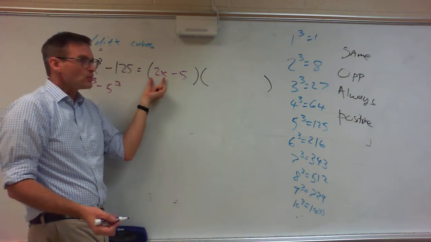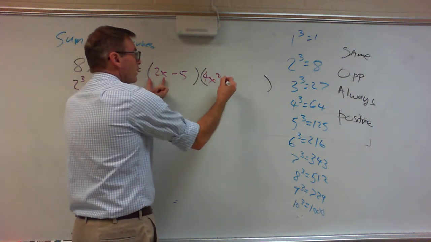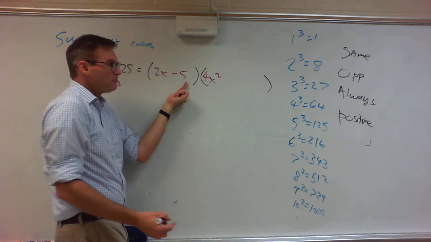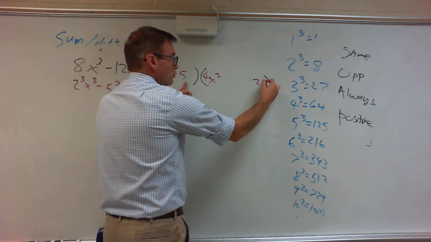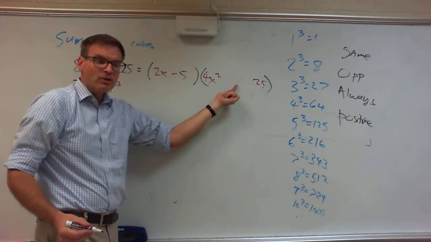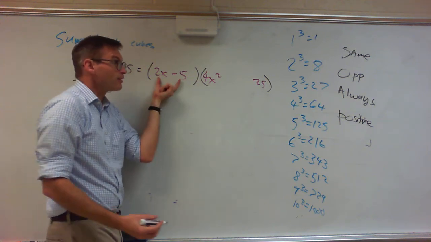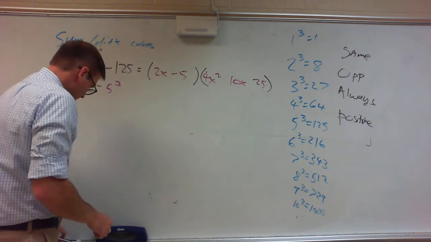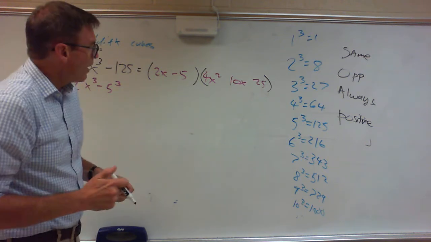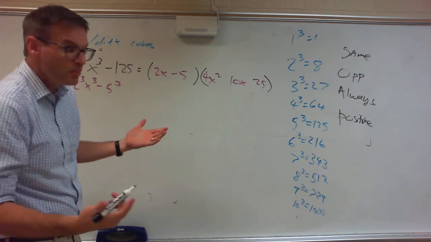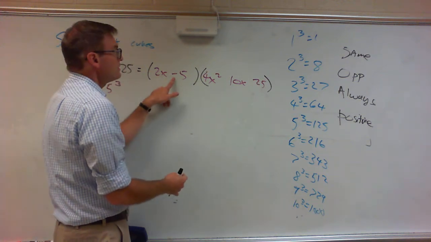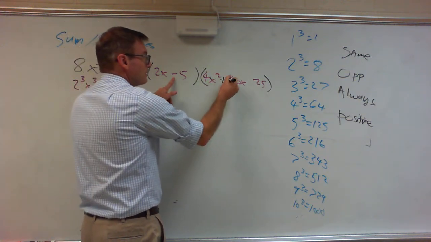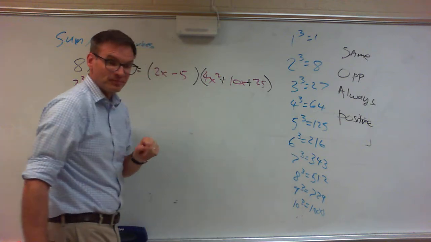Once we get this, the 3-part thing is easy. You take this thing and square it, that's going to give us 4x squared. You take that 5 and square it, that's going to give you 25. Your middle term, you multiply these together, that's going to give us 10x. And now I need the symbols. This sign is the same, this sign's opposite, and the last is always positive.